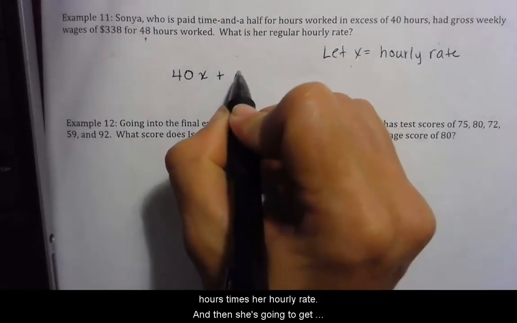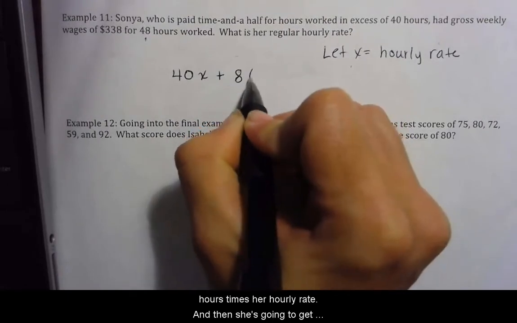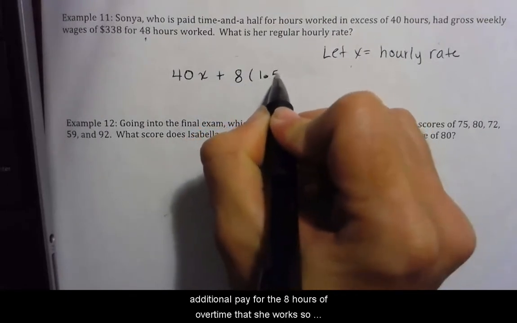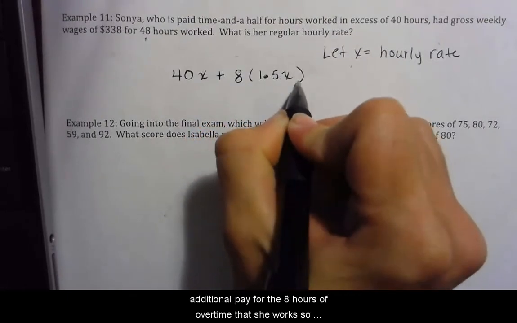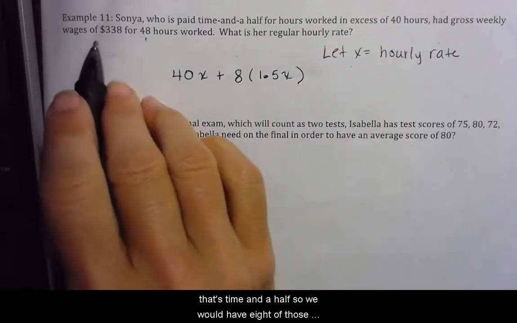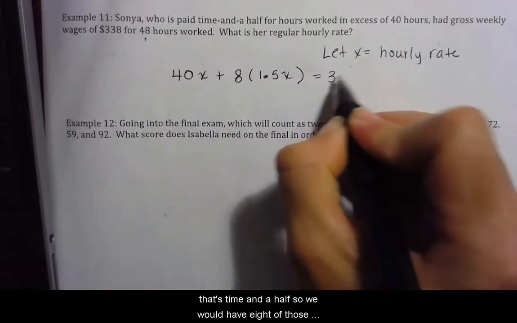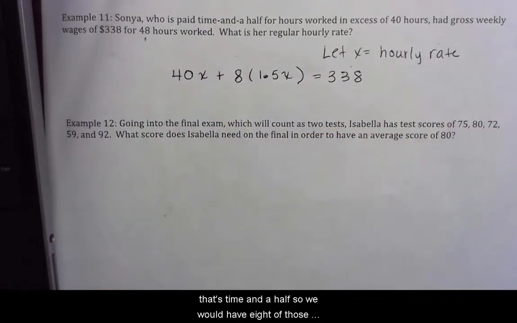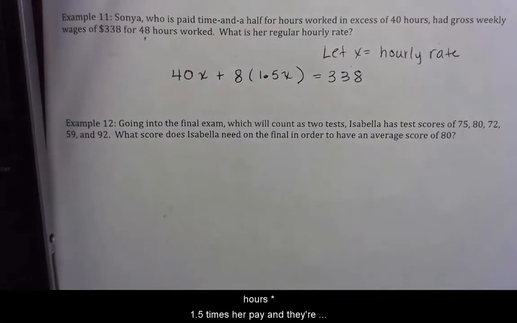So we would have 8 of those hours times 1.5 times her pay. And they're saying that that's going to equal 338. So that is the equation that we are going to solve in order to figure out what she's getting paid. So I'll go through these steps.